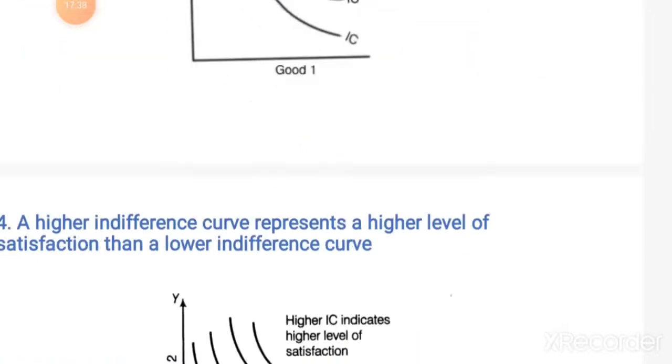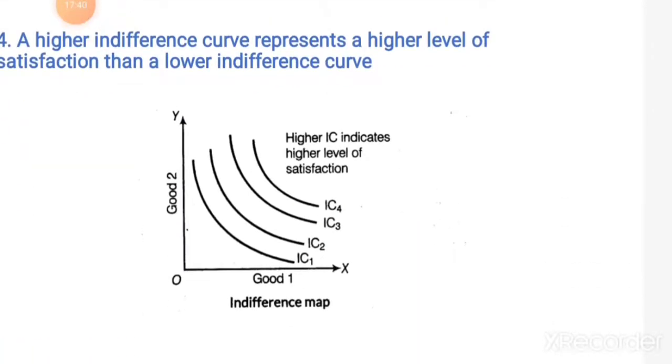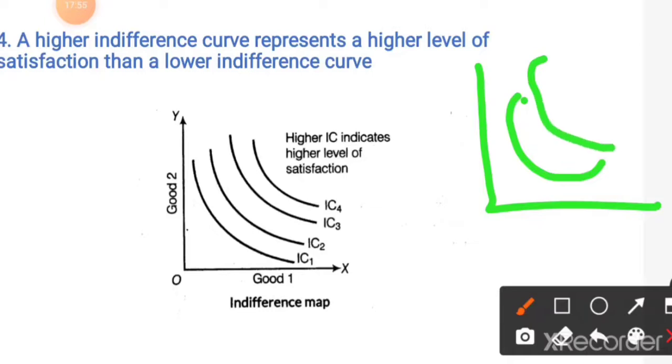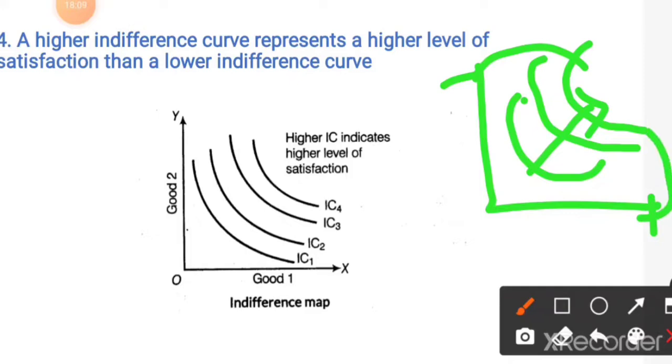Fine. So let's talk about the fourth property. A higher indifference curve represents a higher level of satisfaction than a lower indifference curve. Let me give you an example. This is one indifference curve and this is the second indifference curve. As we go from one indifference curve to another, your satisfaction level will increase, because the quantity you are consuming will be highest. So higher indifference curve means higher level of satisfaction. This is the property you have to remember.